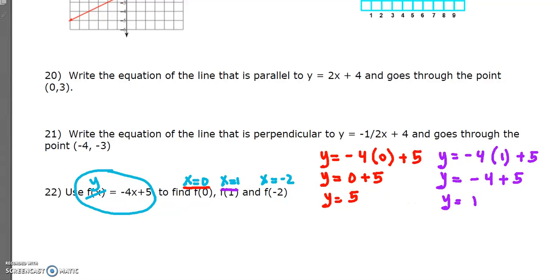And my last one, if I replace my x with -2, I'll do that right here. I have y equals -4 times -2 plus 5. So I have -4 times -2, which is 8, plus 5. So then I will end up with y equals 13.